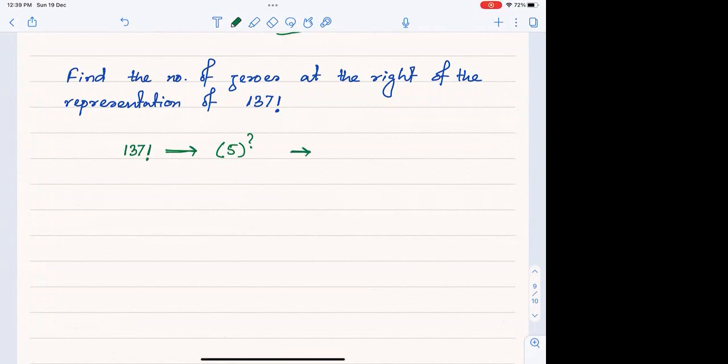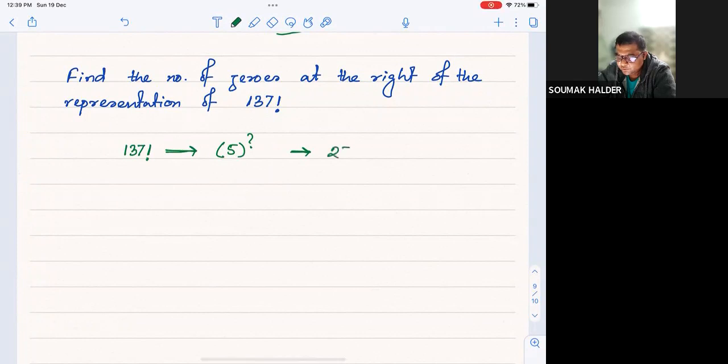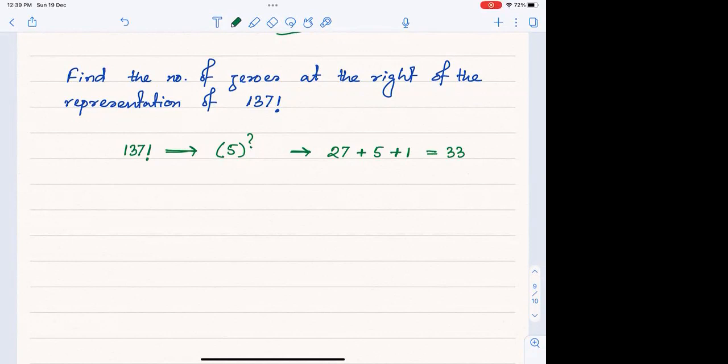33 is the answer because there are 27 multiples of 5, there are 5 multiples of 25, and there is 1 multiple of 5 cube. So that gives us 33 as the answer. That means if we write 137 factorial in numbers, from the right there will be 33 positions which will be consecutively 0. Sir, why do we not have to find the power of 2 also?